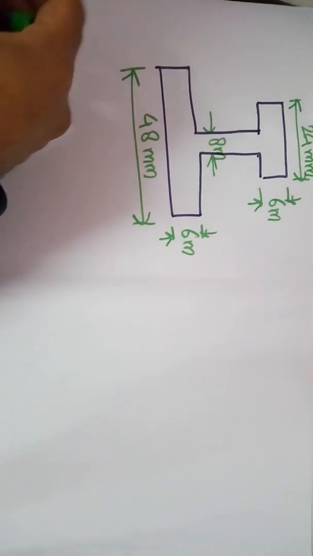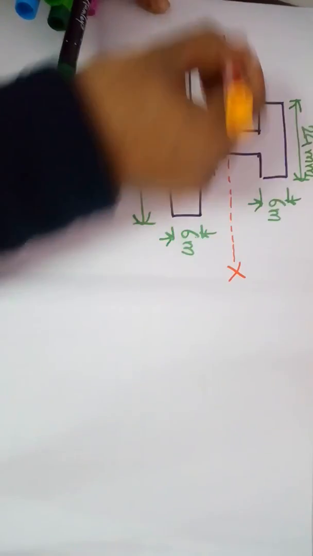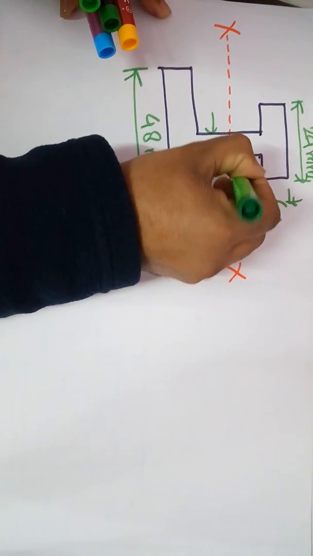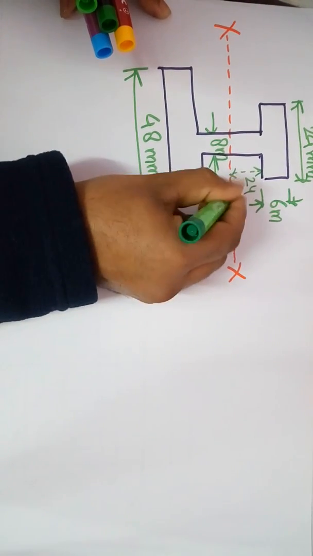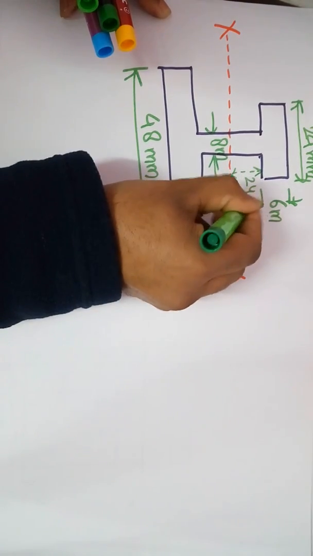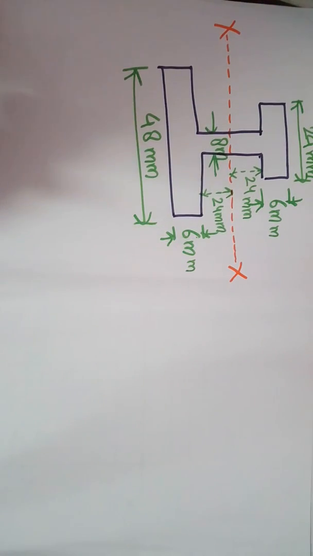And what about this one? What about the axis about which you have to find the moment of inertia? This is the axis about which you have to find the moment of inertia. So this is the x-axis about which you have to find the moment of inertia. And what about the dimension of this distance? This is 24. Similarly, this is also 24 mm. All the dimensions are in terms of mm, not in terms of meters.